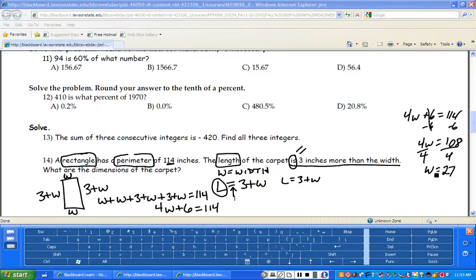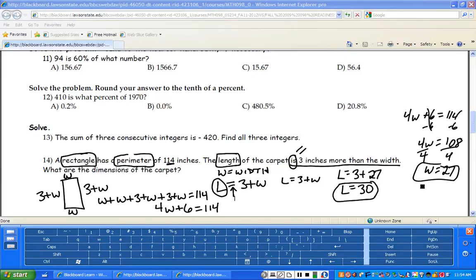Now, width is 27. So there's one of the dimensions, the width. The other dimension we said is length. Well, we said length is 3 more than the width, and we said the width is 27. So 3 more than 27, length has to be 30. So the width is 27, the length is 30, and we check it out.